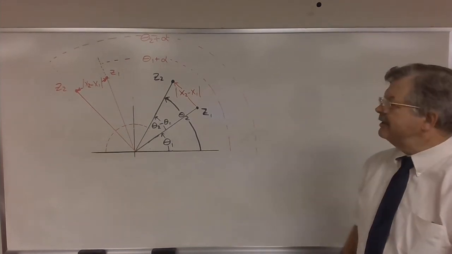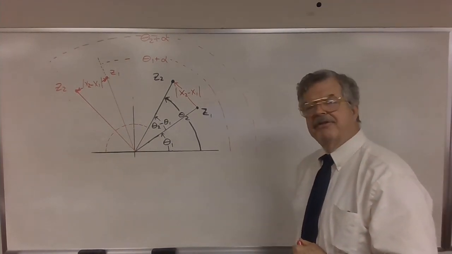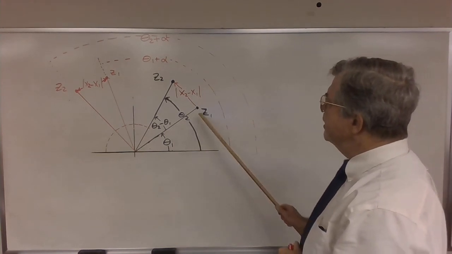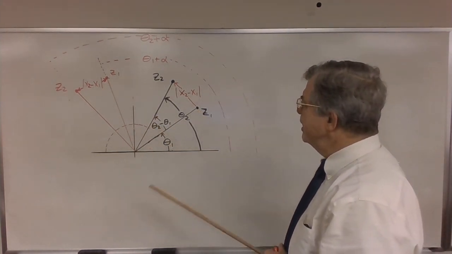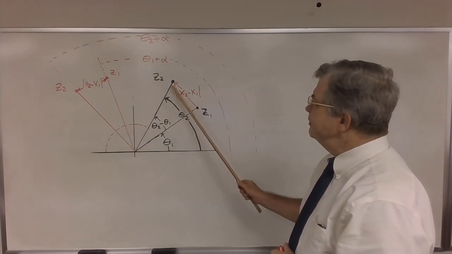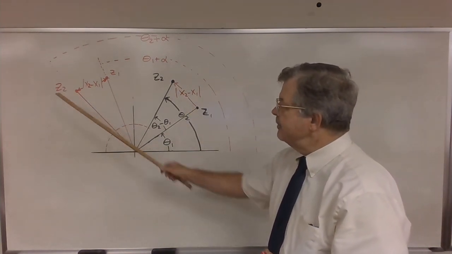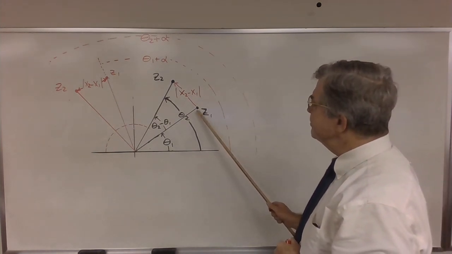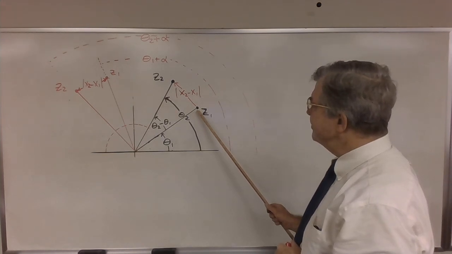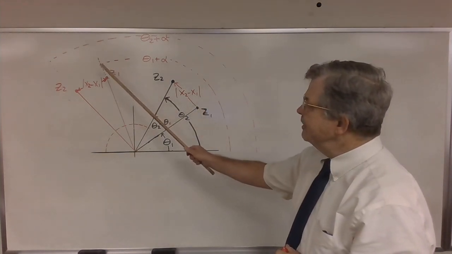Okay, let's take a look and see what's happened to our points under rotation. Under rotation, Z1 winds up here. Under rotation, Z2 winds up here. And what happens? Z1 has been rotated an angle of alpha from here to here.